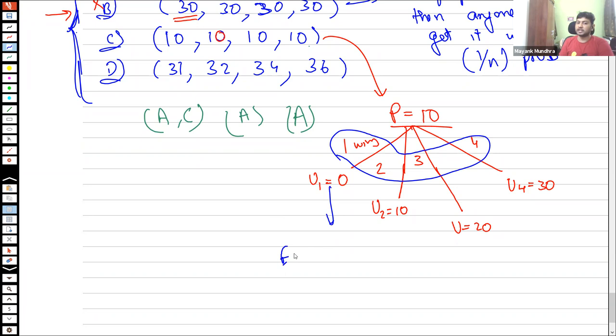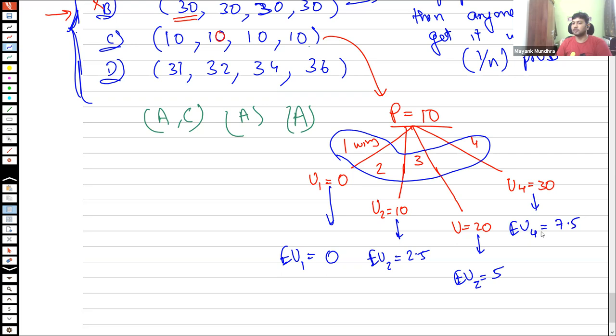So expected utility of 1 is 0. Expected utility of 2 is 10 by 4, which is 2.5. Expected utility of 3 is 20 by 4, which is 5. And expected utility of 4 is 30 by 4, so that is 7.5.